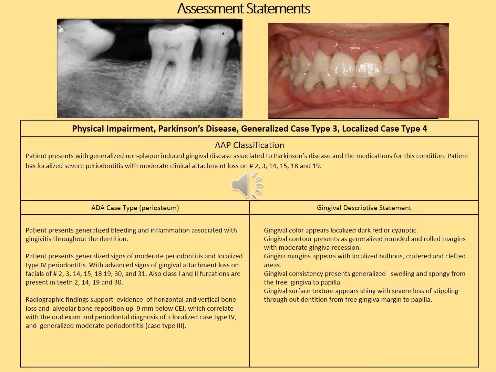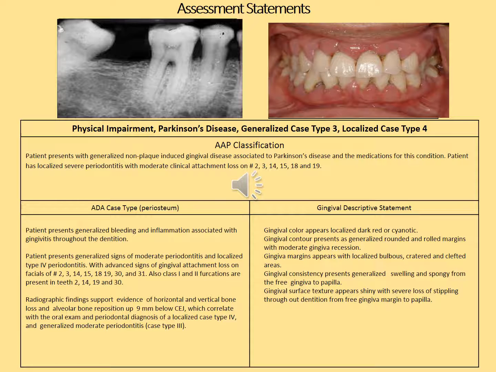The ADA statement says the patient presents generalized bleeding and inflammation associated with gingivitis throughout the dentition. The patient presents generalized signs of moderate periodontitis and localized type 4 periodontitis, with advanced signs of gingival attachment loss on the facial of teeth number 2, 3, 14, 15, 18, 19, 30, and 31. Also, class 1 and 2 furcations are present in teeth number 2, 14, 19, and 30.